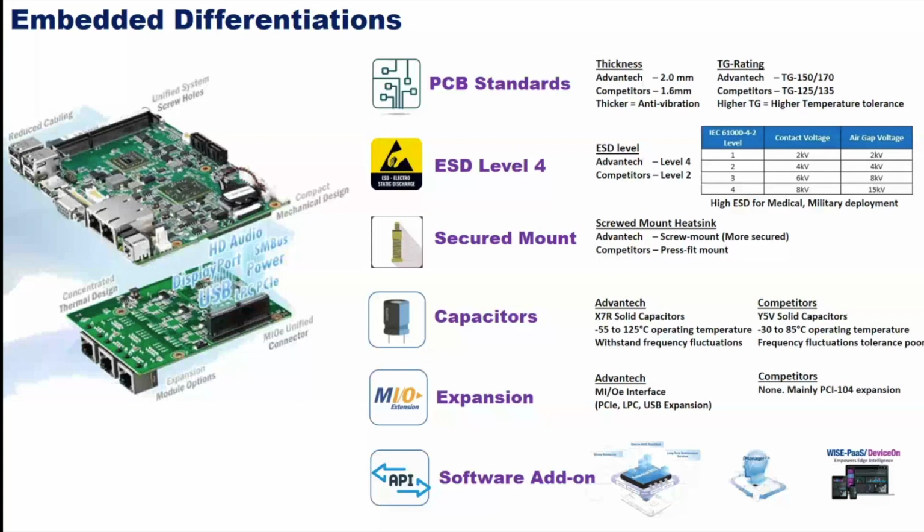But tolerating higher temperature is not just the board thickness, it's also dependent on the PCB type. For Advantech, we use minimally TG150. TG is the glass transition temperature. The higher the TG, the better it can tolerate heat and also board bending. If your TG is lower, after a few years of usage, the board tends to bend a bit.